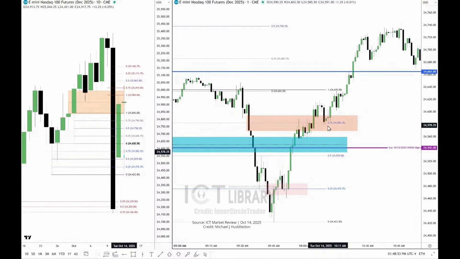But today is a masterclass. Today is PhD-level revealing. Now you know. Now you know how ICT picks the very fair value gaps. Which one works? Which one doesn't?